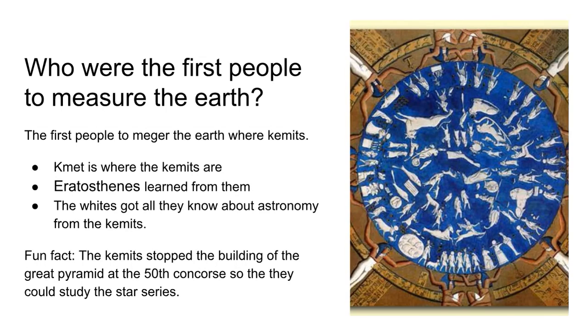And basically all whites got all they know about astronomy back then from the Kemites. And fun fact, if you didn't know, the Kemites stopped the building of the Great Pyramid at the 50th course so they could study the star Sirius.